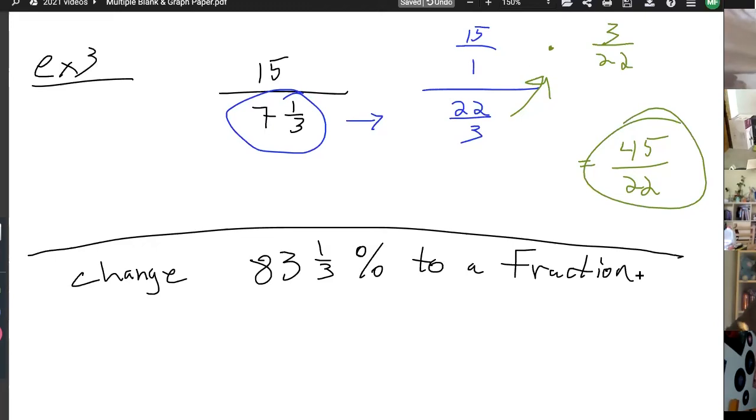This is a good one. I'm going to give you a little hint. If you're stuck on how to get started, here's a hint. 78%. To change that to a fraction, you throw it over 100. And then you reduce. So with that in mind, see if you can change 83 1/3% to a fraction. A nice reduced fraction. This is a good one. It's clever.